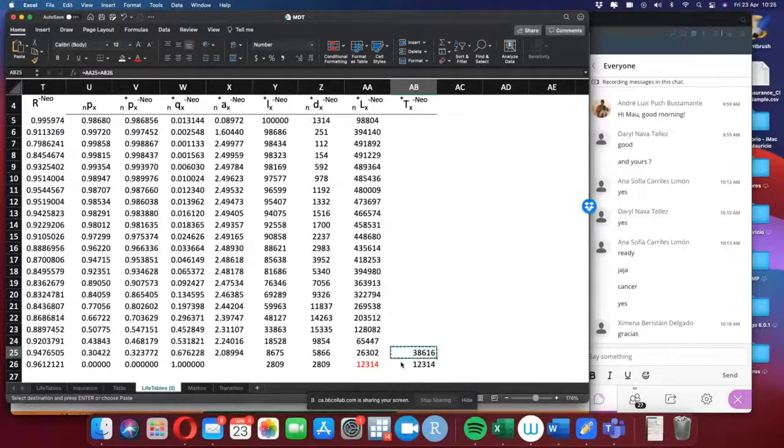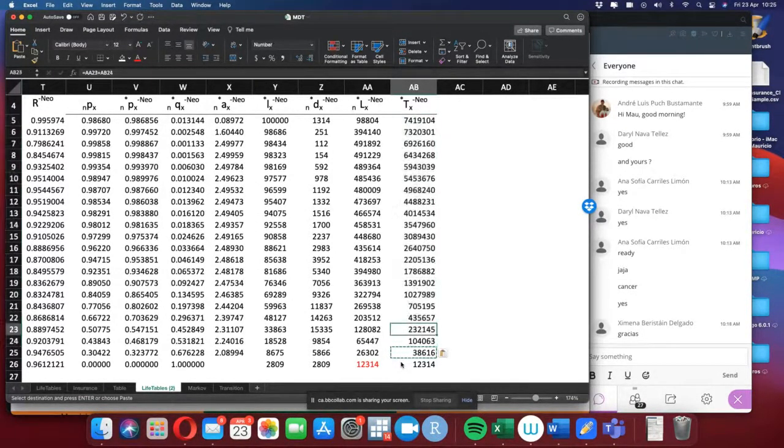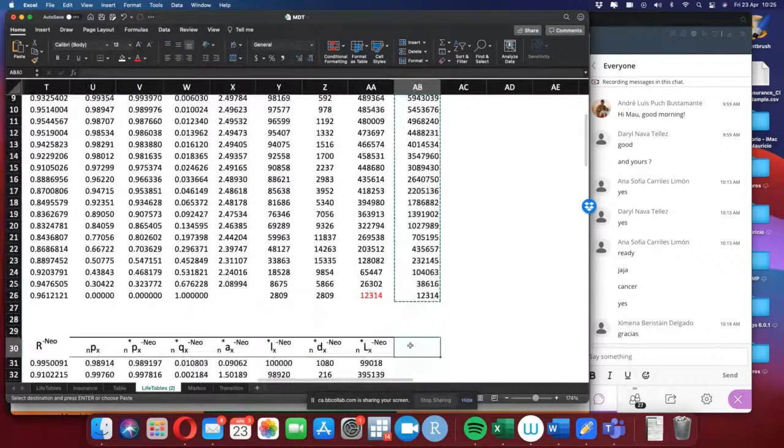I'm kind of going fast because I'm assuming that you are comfortable with the life tables.